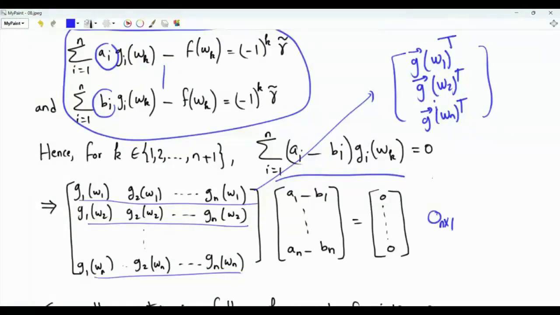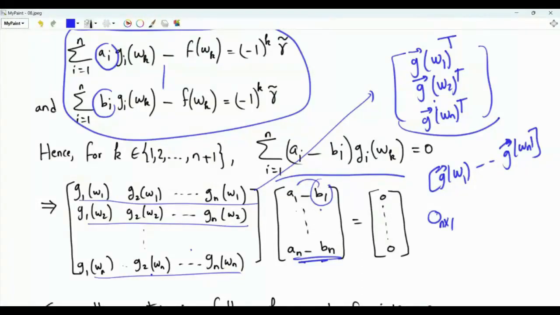The g functions satisfy the Haar condition. This matrix here, which is the transpose of this matrix, must be invertible. And if it's invertible, then the only vector in the null space of this matrix is the all-zero vector. This means that b1 is equal to a1, b2 is equal to a2, and so on. The b coefficients are exactly the a coefficients. If the g functions satisfy the Haar condition, our solution to the L infinity minimization problem is unique.